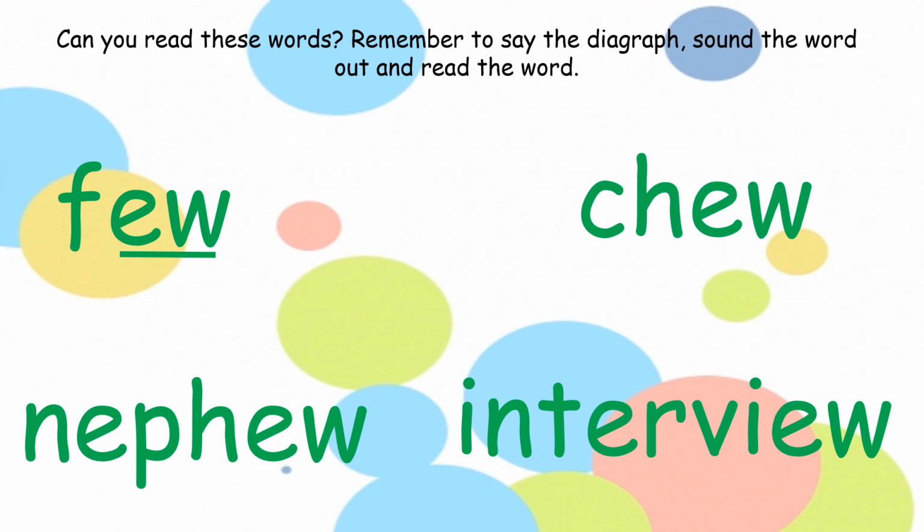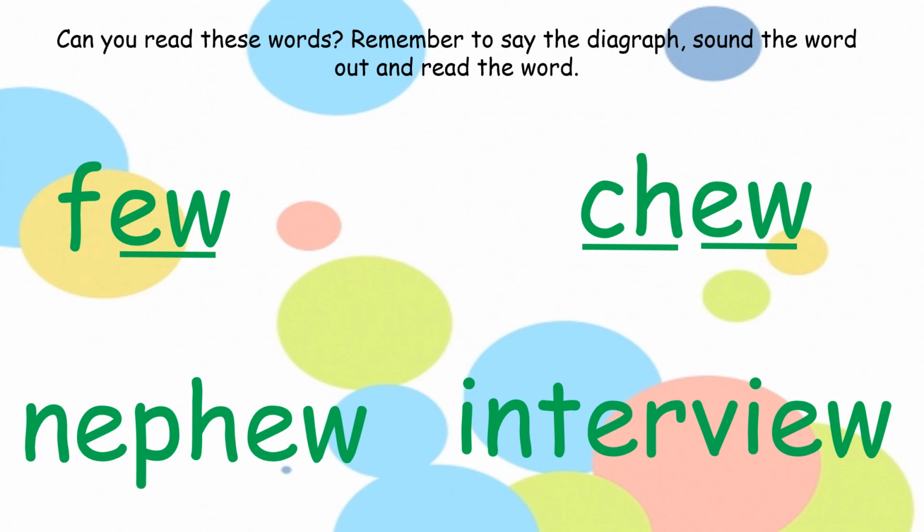Your second word. Can you spot the digraph? We have 2 digraphs in this word, and your digraphs are ch and oo. Let's use your sounds. Ch, oo, chew.